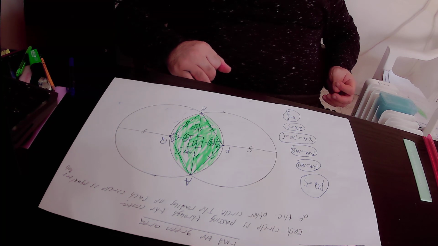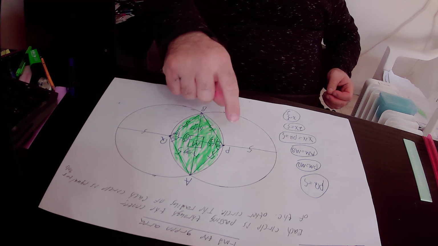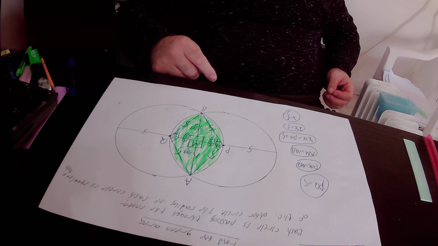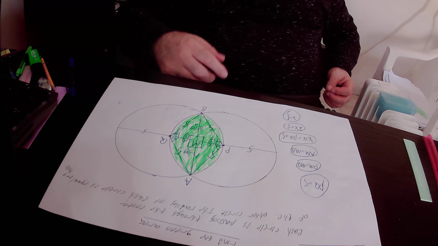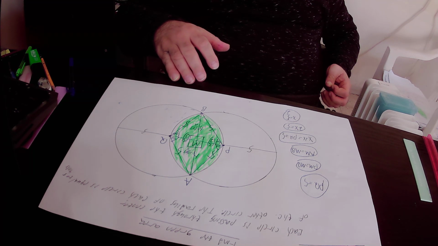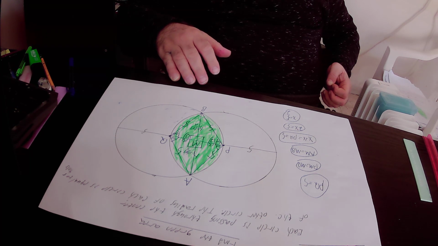And here we created rhombus APBQ, and the definition of a rhombus is a quadrilateral that has 4 equal sides but not 4 right angles.